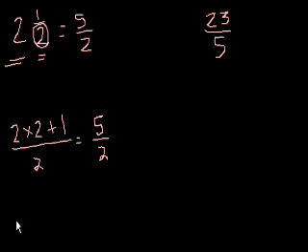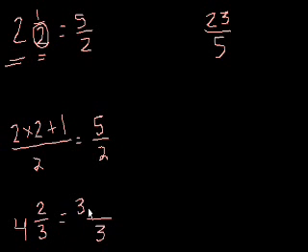Let's do another one. Let's say I had 4 2/3. This is equal to, it's going to be all over 3. We keep the denominator the same. And the new numerator is going to be 3 times 4 plus 2. So it's going to be 3 times 4, and then you're going to add 2. Well, that equals 3 times 4. Order of operations, you always do multiplication first. 3 times 4 is 12, plus 2 is 14. So that equals 14 over 3.